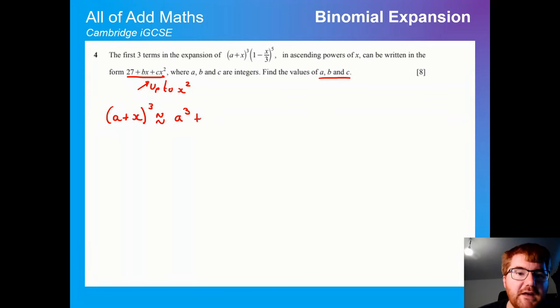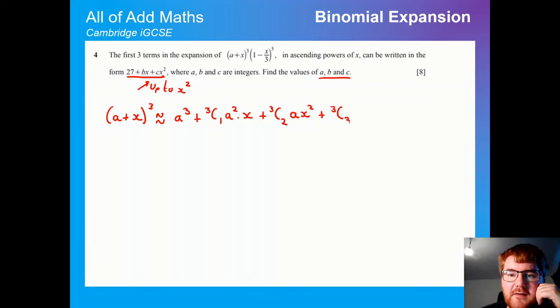At this point now, we're going to start using these permutations and combinations notations. So I'm going to do 3C1, and we want to reduce the power by 1 here, so we're going to have a squared, and now we introduce the x, so times by x. Then we're going to do 3 choose 2. Again, we can use our calculator to work this out, or Pascal's triangle. We're going to reduce that index by 1, so that's going to be a. I'm going to increase the index here by 1, so that's going to give us x squared. And then finally, we have 3 choose 3, and we're going to be left with just the last term, so we're going to have x cubed.